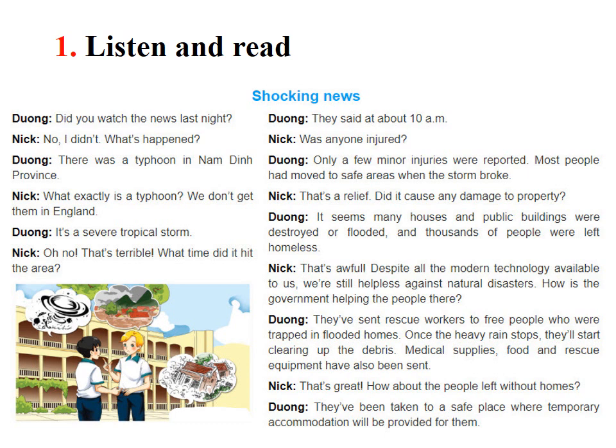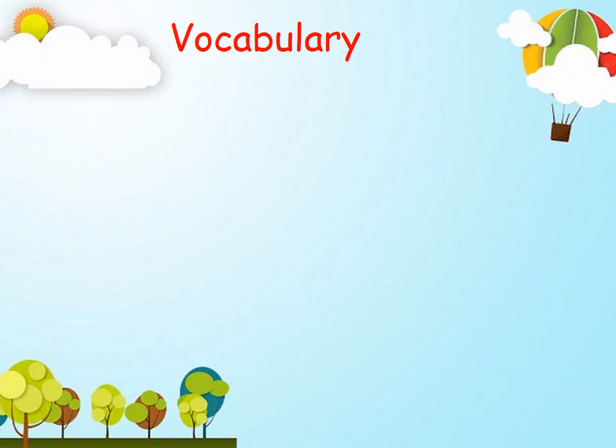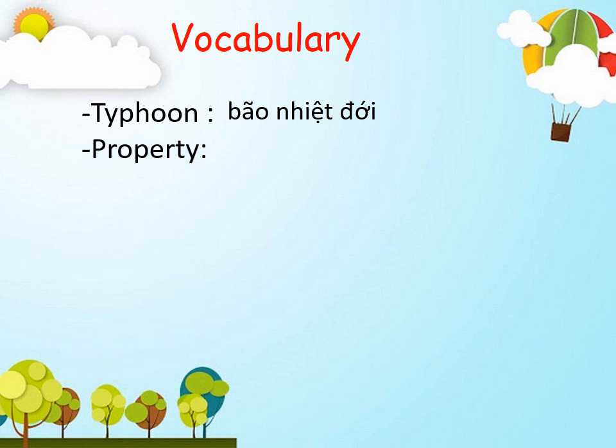Now let's start learning new words. Okay, there are just some new words in these lessons, so try to learn by heart all the new words. The first word is typhoon. Typhoon. Bão nhiệt đới. The second word is property. Property. Property. Tài sản. The next word is flood. Flood. Lũ lụt.